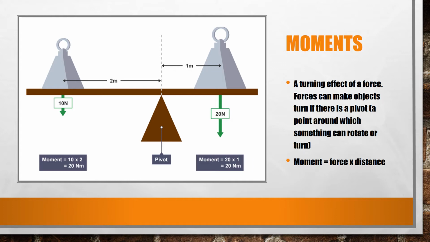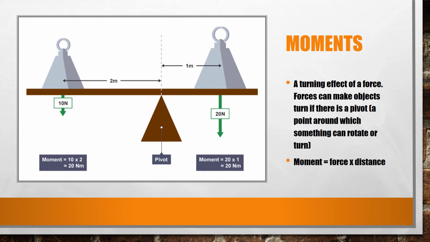To figure out the moment, you need the force being exerted and the distance from the pivot. On the left of this diagram, we have a weight of 10 newtons. It is 2 meters from the pivot. To get the moment, it would be 10 newtons times 2 meters, giving us a moment of 20 newton meters. The right has a mass of 20 newtons, and it is 1 meter from the pivot, making its moment 20 newtons times 1 meter, giving us again 20 newton meters.